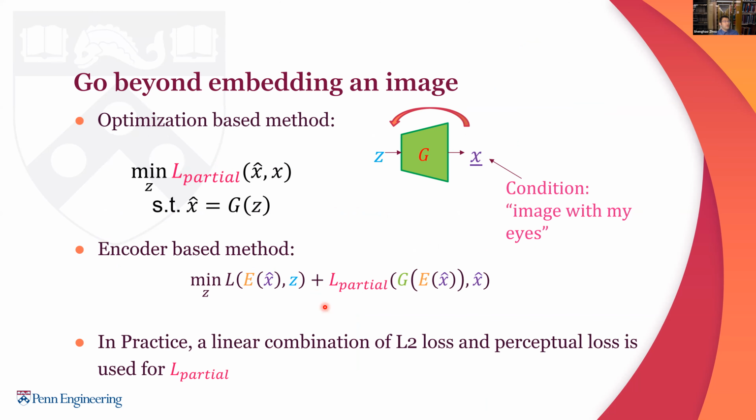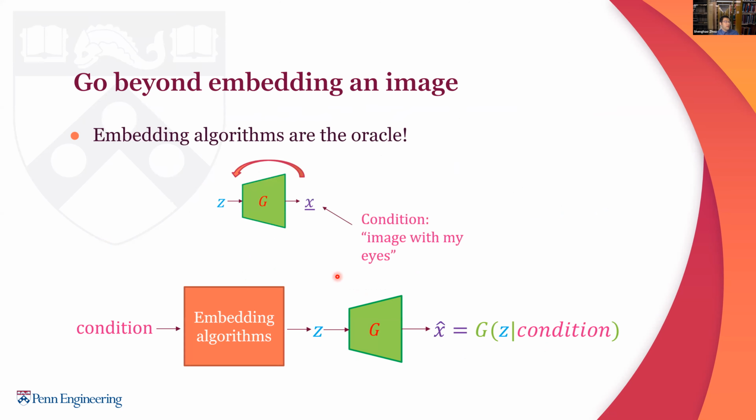Concretely, with this new condition, I just change the loss function for the optimization-based method and the code-based method. All I have to do is replace it with this new loss function, use the same algorithm, and I get the latent code out. This embedding algorithm is essentially an oracle for us. I just specify some kind of condition, make use of an embedding algorithm that minimizes that partial loss, get the latent code back, and then use the generator to decode the latent code to get the images that I want.